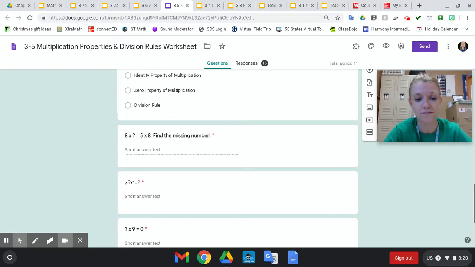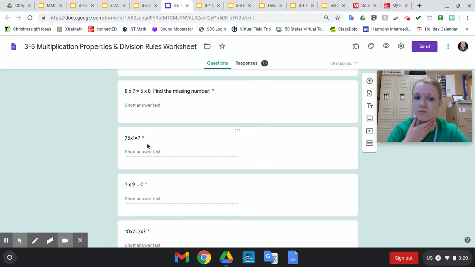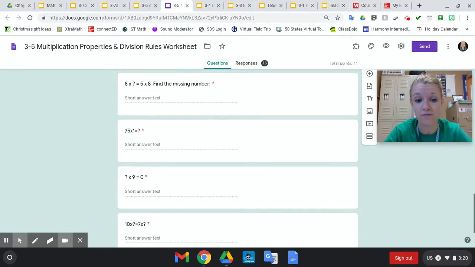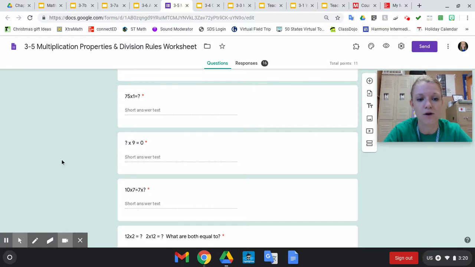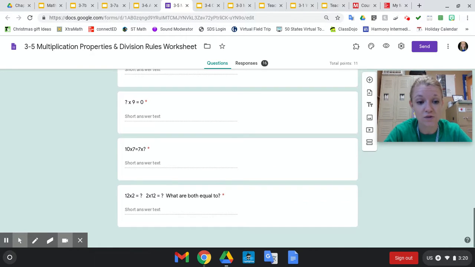That makes sense. 75 times 1, man, that's a big number. But we're multiplying by 1. Anything times 1 is itself, so 75 times 1 is 75. Something times 9 is 0. Anything times 0 is 0, so they must be multiplying by 0. 10 times 7 equals 7 times 10. Makes sense. And 12 times 2 is the same as 2 times 12. So that means all I have to do is solve that. And 2, 4, 6, 8, 10, 12, 14, 16, 18, 20, 22, 24. I just did that 12 times. So our answer would be 24.